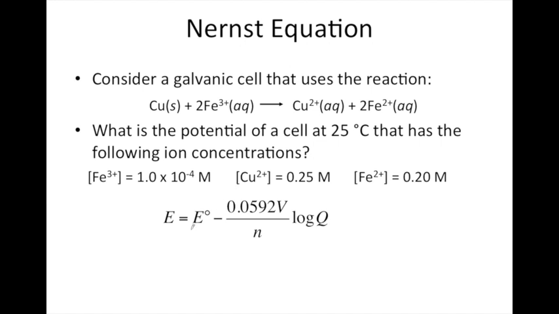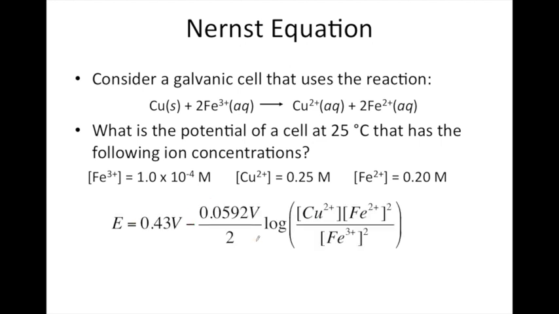So now, back to the Nernst equation. I know my E standard cell potential, and I also know that there are 2 moles of electrons being transferred, n equals 2. I got that from my balanced half reactions. So I plug those values in. Here's my E standard cell, my n equals 2, and now I need to solve for Q.